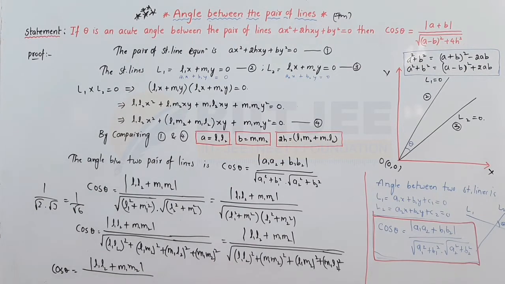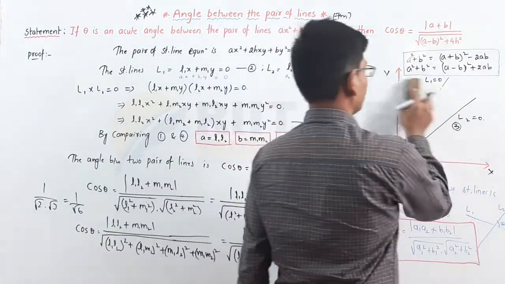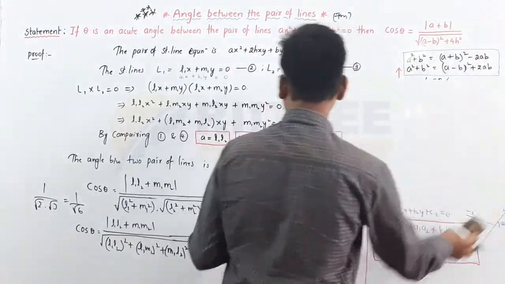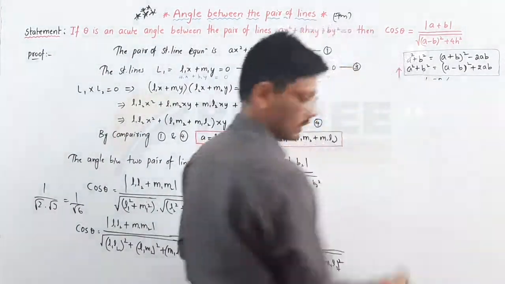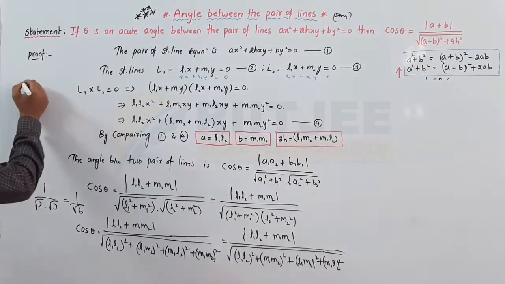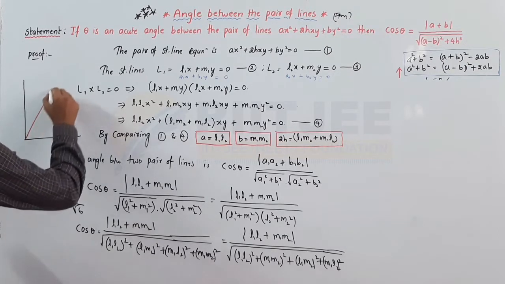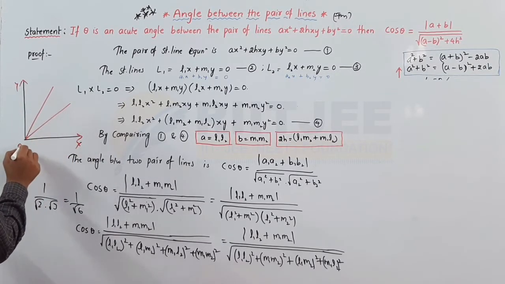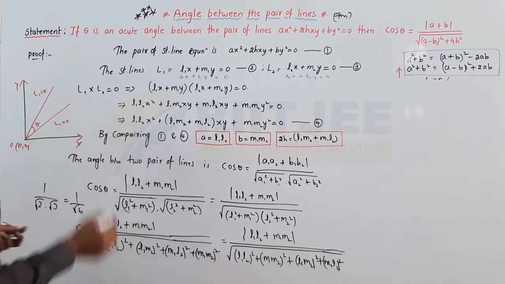Is it appearing or not? So I am writing this one here. This is the formula for the angle between two straight lines. Already we have written it here, so no need of this one here. So I am erasing this one. For this diagram I am writing here: this is x, y, this is origin 0, 0, this is L1 equal to 0, and this is L2 equal to 0. This is the angle between these two straight lines.